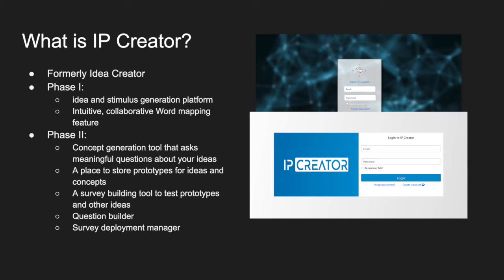Phase 1 of this project was all about creating an ideation platform that allowed people to define ideas, add research to those ideas, and most importantly, create word maps for those ideas. But in phase 2, we wanted to take this to the next level. And so beyond just ideation, we also want to elaborate on those ideas through concepts, create prototypes based on the ideas that are made in now IP Creator, and store those prototypes for viewing.